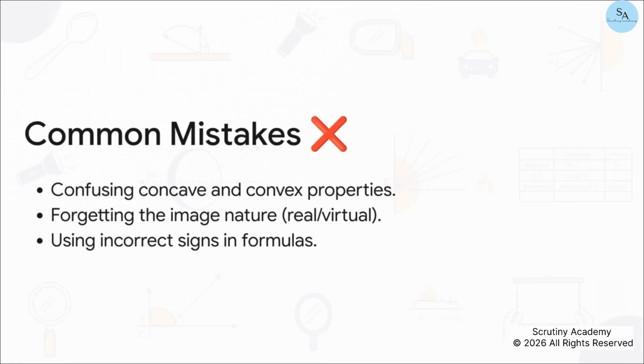Easy. Now listen up, because this is where students often lose easy marks. Let's talk about the traps to avoid. First, don't mix up which mirror is which, concave versus convex. Second, always remember to describe the image. Is it real or virtual, upright or inverted? And third, be so careful with your plus and minus signs in the formulas. That's called sign convention, and messing it up is the number one reason people get questions wrong.